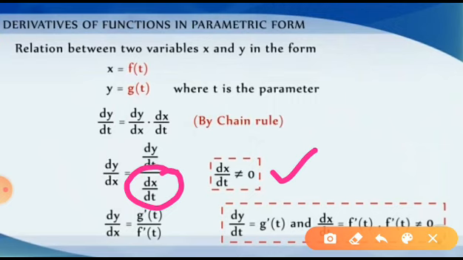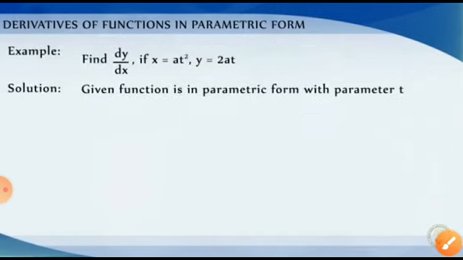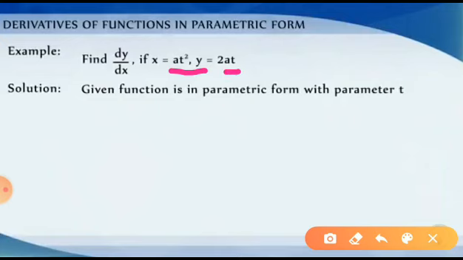So dy by dt is nothing but g dash of t, and dx by dt is nothing but f dash of t. Let's see the first example. Find dy by dx if x is equal to at square and y is equal to 2at. Here the parametric function is given in terms of t. a is a constant term. In this case, we have to find dy by dx. In order to find dy by dx, what should be done?